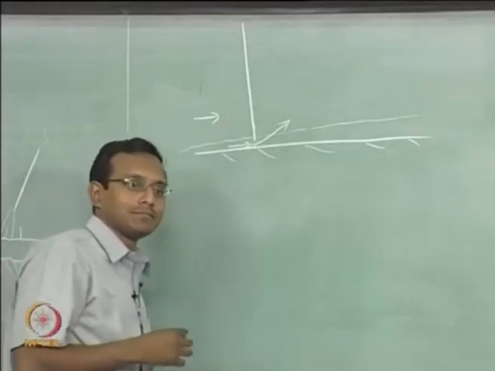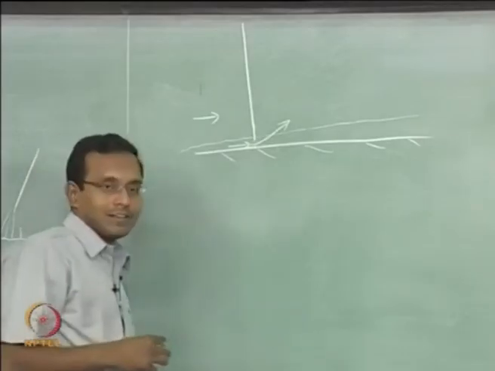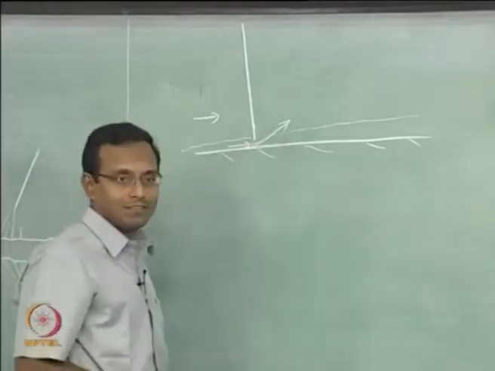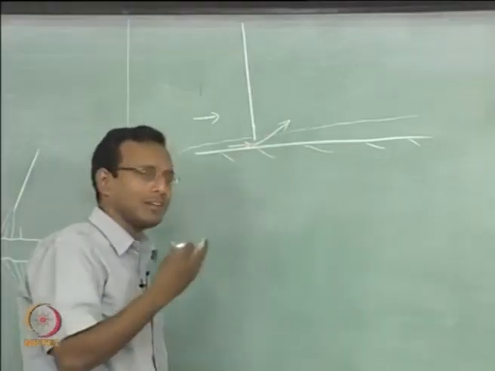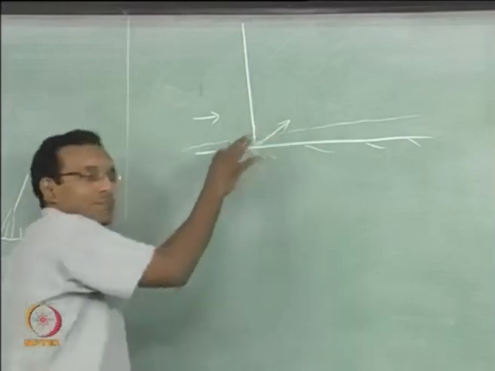That will start happening. I am just giving you a very special flow field. And when this happens, we will just assume that this happens. This is called boundary layer tripping, or separation of the boundary layer from the wall. We will figure out what happens after that.